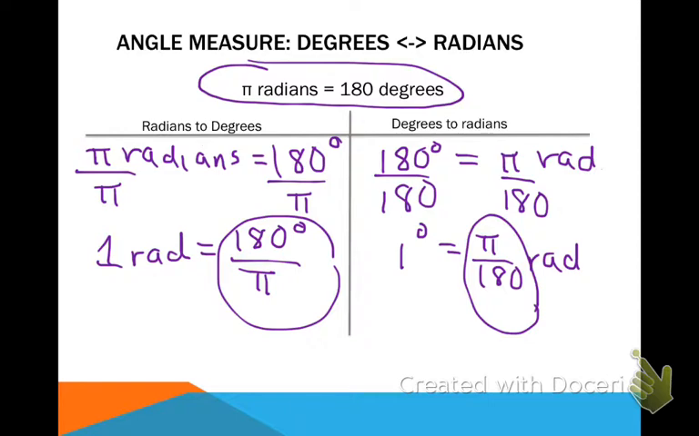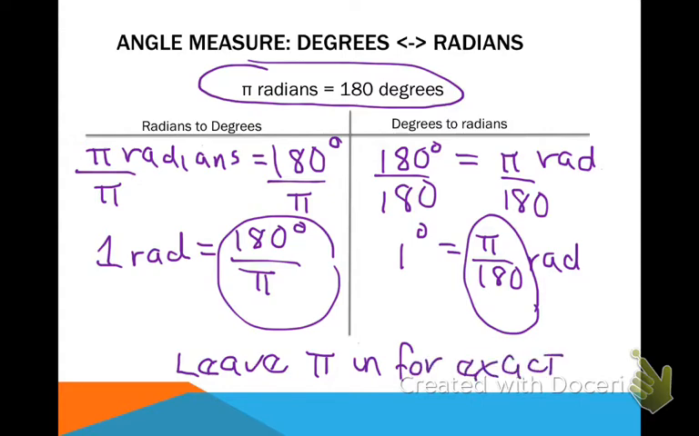And again, as I mentioned before, normally we leave pi in. We don't convert it to 3.14 because we would like to deal with the exact answer. So leave pi in for the exact answer. If you're asked just simply for an approximate answer, then you can go ahead and divide with pi being 3.14 and round off to whatever decimal place is required, and you'll have the approximate answer.